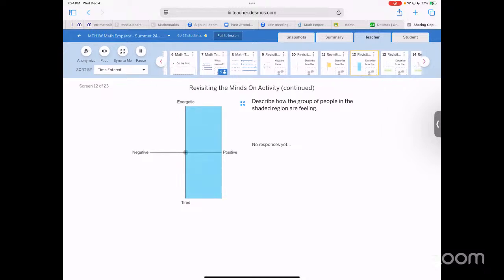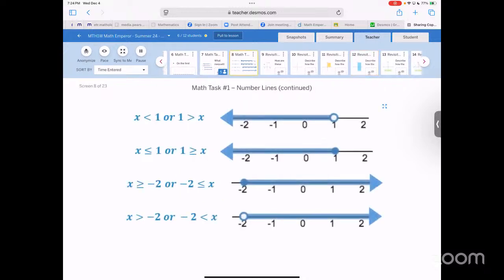Who has a closed circle? Is it like include equal? Include. So I'm going to pause this for a moment.